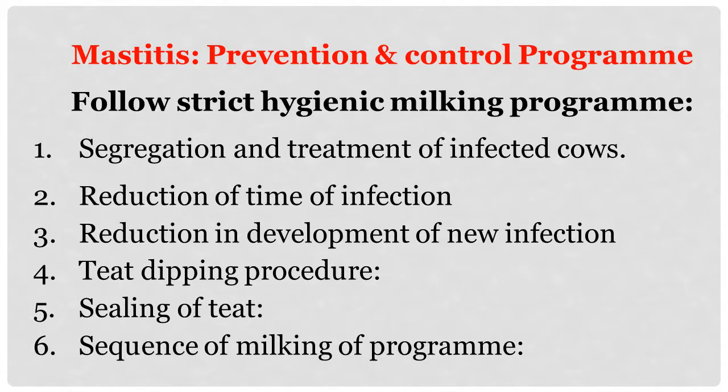We discuss the prevention and control program of mastitis. In prevention and control, the farmer or a clinician or a herd owner has to follow a strict hygienic milking program and a strict environment in the farm. Now we'll see first the steps. Step number 1, segregation and treatment of infected cow.